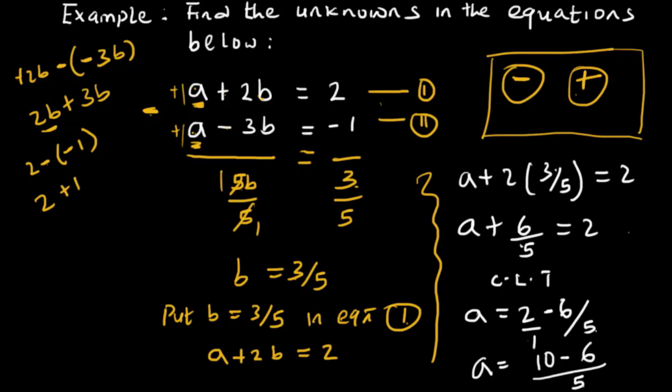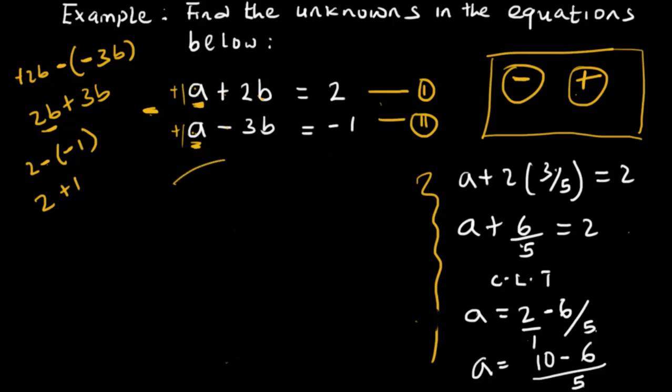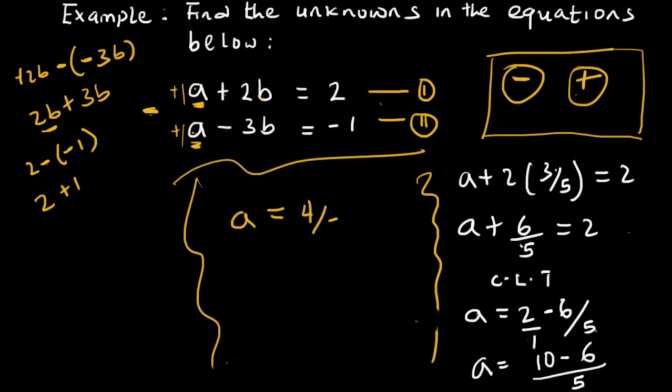So we have a equals 10 minus 6 all over 5. Let me rub up somewhere here so we complete it. So it means that we have a equals 10 minus 6 is 4, 4 all over 5. Which implies that a equals 4 over 5, comma, b equals 3 over 5. Do you understand this?